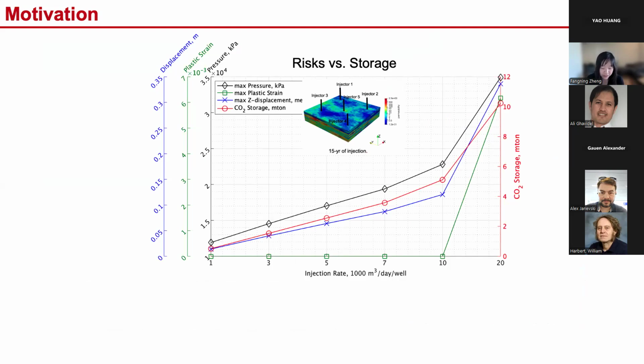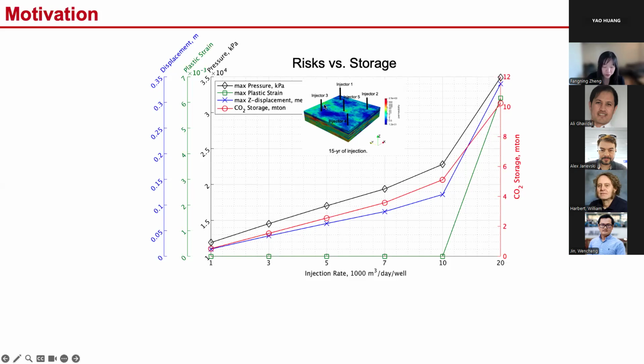So to further investigate the effect of injection on geomechanical response, I designed a numerical experiment, a very toy problem of 5 injection wells for 15 years of CO2 injection into this saline reservoir at different injection rates. And this graph is plotting geomechanical risks versus injection rate. The red line is CO2 storage. The blue and green lines are the corresponding geomechanical risk represented by ground uplifting and rock plastic deformation, which I'll give you a better definition of later.